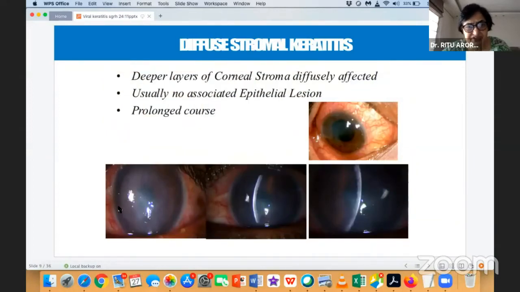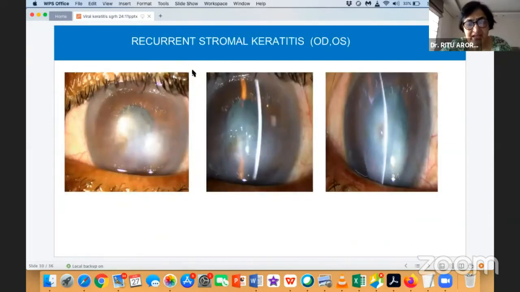We may have a presentation in the form of a deep stromal keratitis, which may amalgamate with endothelitis, where we get folds in the Descemet's level, and there is endothelial edema associated with it and KPs. A deeper layer of the stroma is affected. It is not associated with any epithelial lesions, so again it will be stain negative, and they have a prolonged course. And as I told you in the beginning, the bugbear is recurrence.